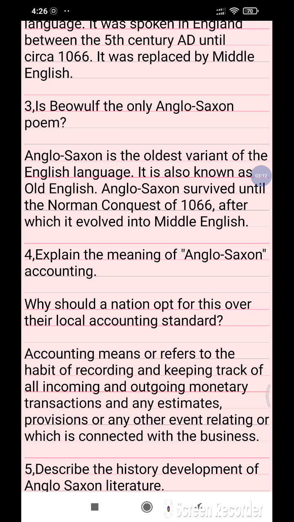Anglo-Saxon is the oldest variant of the English language, and it is also known as Old English. It survived until the Norman conquest of 1066, after which it evolved into Middle English.